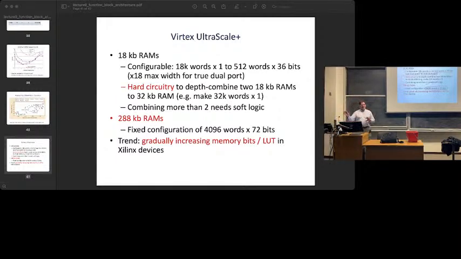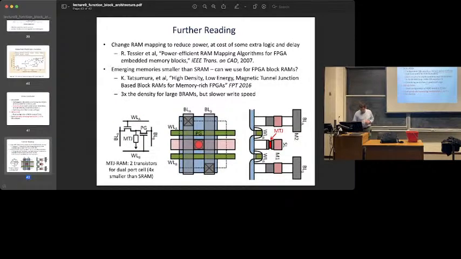But Intel and Xilinx kind of went in opposite directions. Intel's been gradually saying we want one kind of block RAM, and Xilinx has gone, we had one, now we want 2. I'm not going to show the graph, but the trend I showed for Intel is also true for Xilinx. They are also gradually increasing the amount of memory relative to logic in their devices. Okay, any questions on that? All good? Okay, further reading, so things I'm not going to talk about, but you might find interesting.